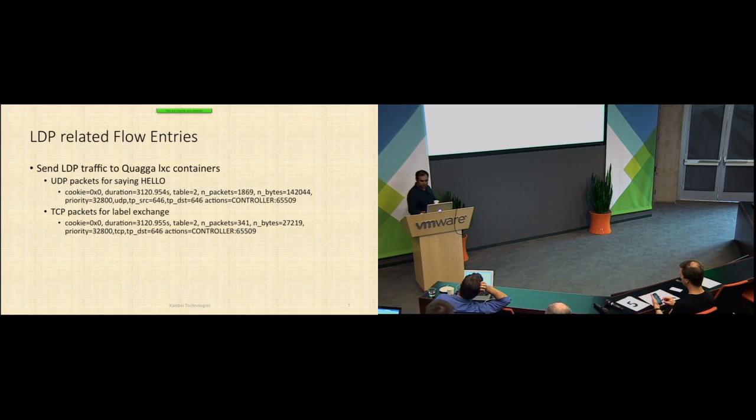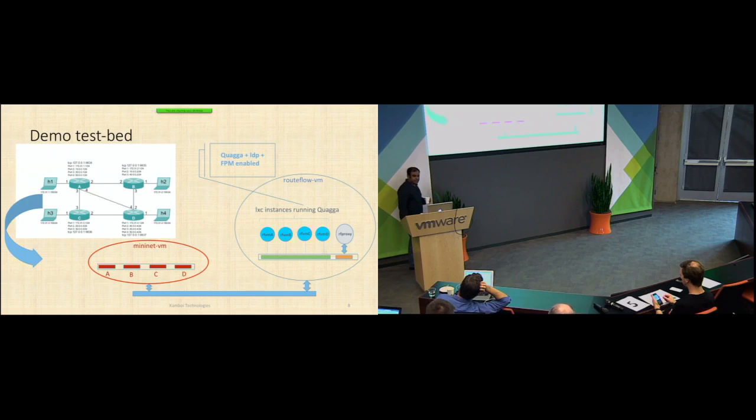So I'll show you the demo test bed. The topology is on the top left. What we are emulating here is using a Mininet virtual machine. This was run on VirtualBox. We are running two VMs mainly. One is the Mininet VM, and the second is this RouteFlow VM, which has the 4 Linux containers we discussed. Each of the 4 Linux containers corresponds to the 4 routers you see in the top left picture.